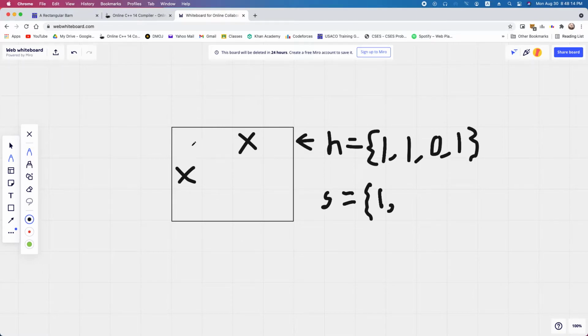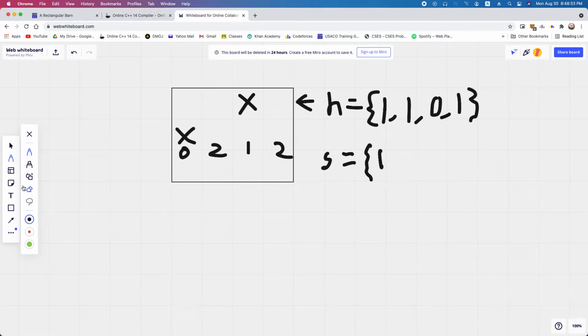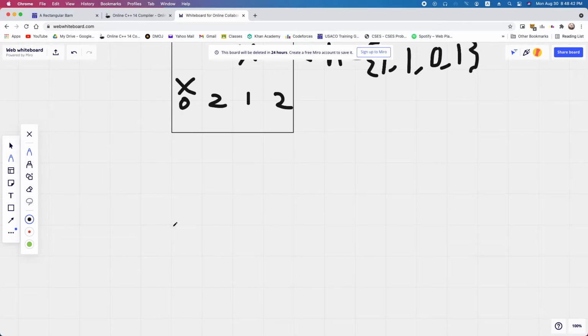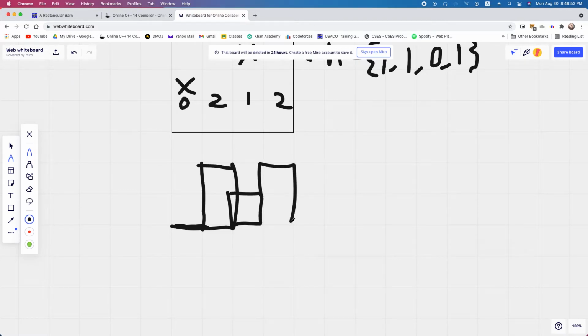Let's just look at a few more columns first, so this way it will become easier to think about. So let's look at the second row. In here, the second row will be 0, and this one will be equal to 2, this one's equal to 1, and this one's equal to 2. Here we can think of these as rectangles, so we can erase these first. Now let's take a look here. We can think of these as rectangles. Here, this one will have a height of 0, this one has a height of 2, this one has a height of 1, and this one has a height of 2 again.